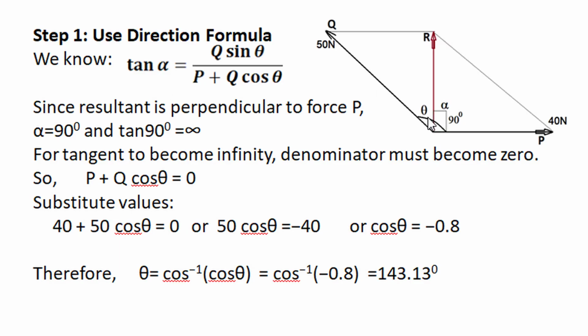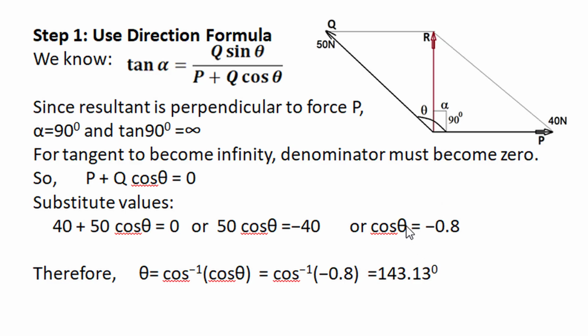Since it is given that the resultant is perpendicular to force P, alpha is 90 degrees and tan 90 degrees becomes infinity, and when this ratio is infinity, it means the denominator P plus Q cos theta is 0. When we substitute the values of P and Q, which are respectively 40 Newton and 50 Newton, we find that 40 plus 50 cos theta is 0, or 50 cos theta is minus 40, or cos theta is negative 0.8.